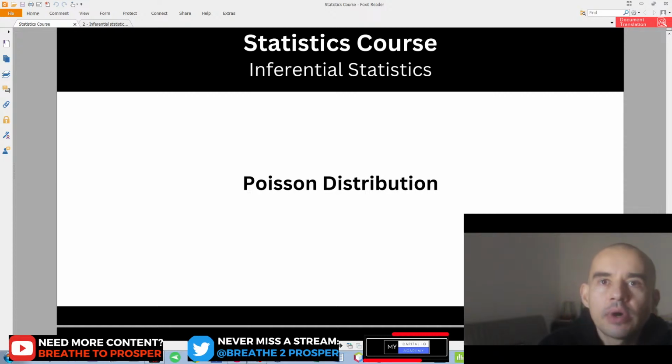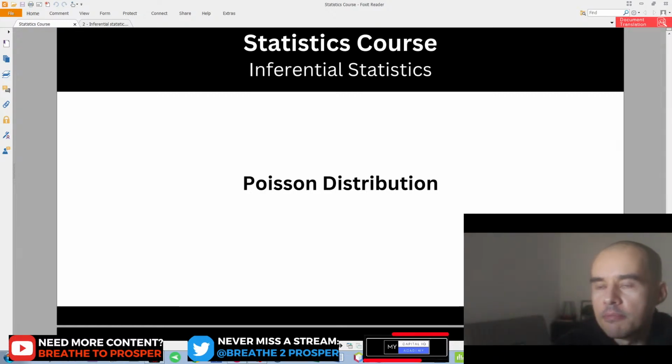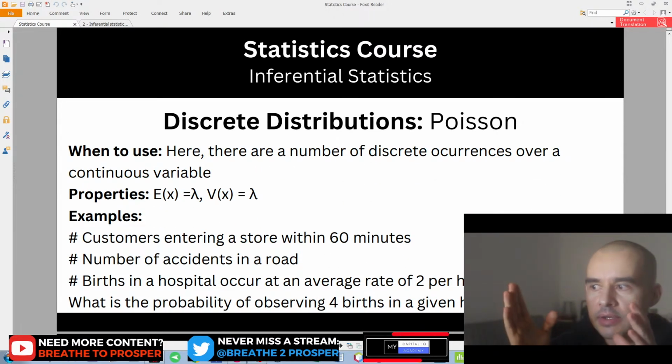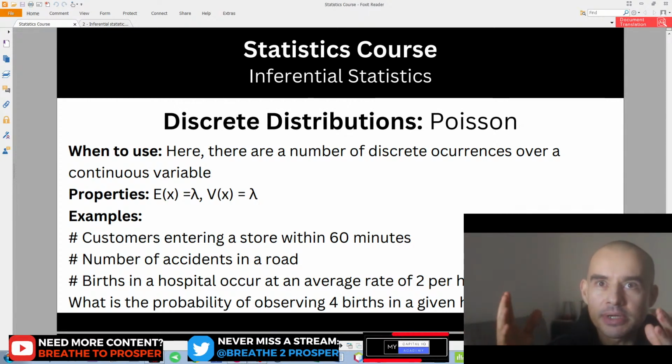So then we have 2 other cases. This one is the Poisson distribution, and the next one is the exponential distribution. These are similar, and they are connected by a factor called lambda, but it's important to understand how these work. So the Poisson distribution here, the case is number of discrete occurrences over a continuous variable. Think about it. Number of customers, so discrete, you can count the number of customers that enter a store within 60 minutes. So 60 minutes, it's a continuous variable, time, and customers, it's discrete.